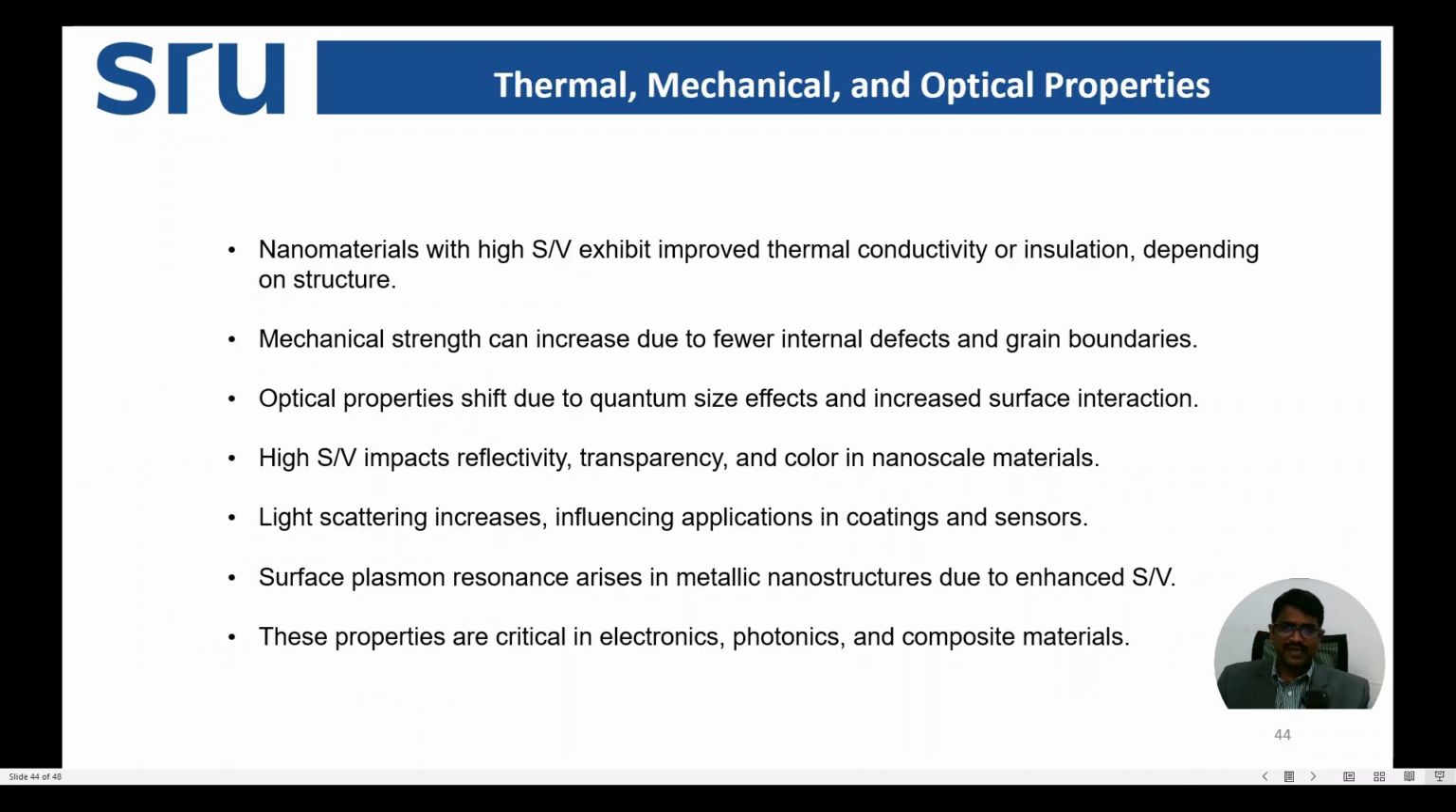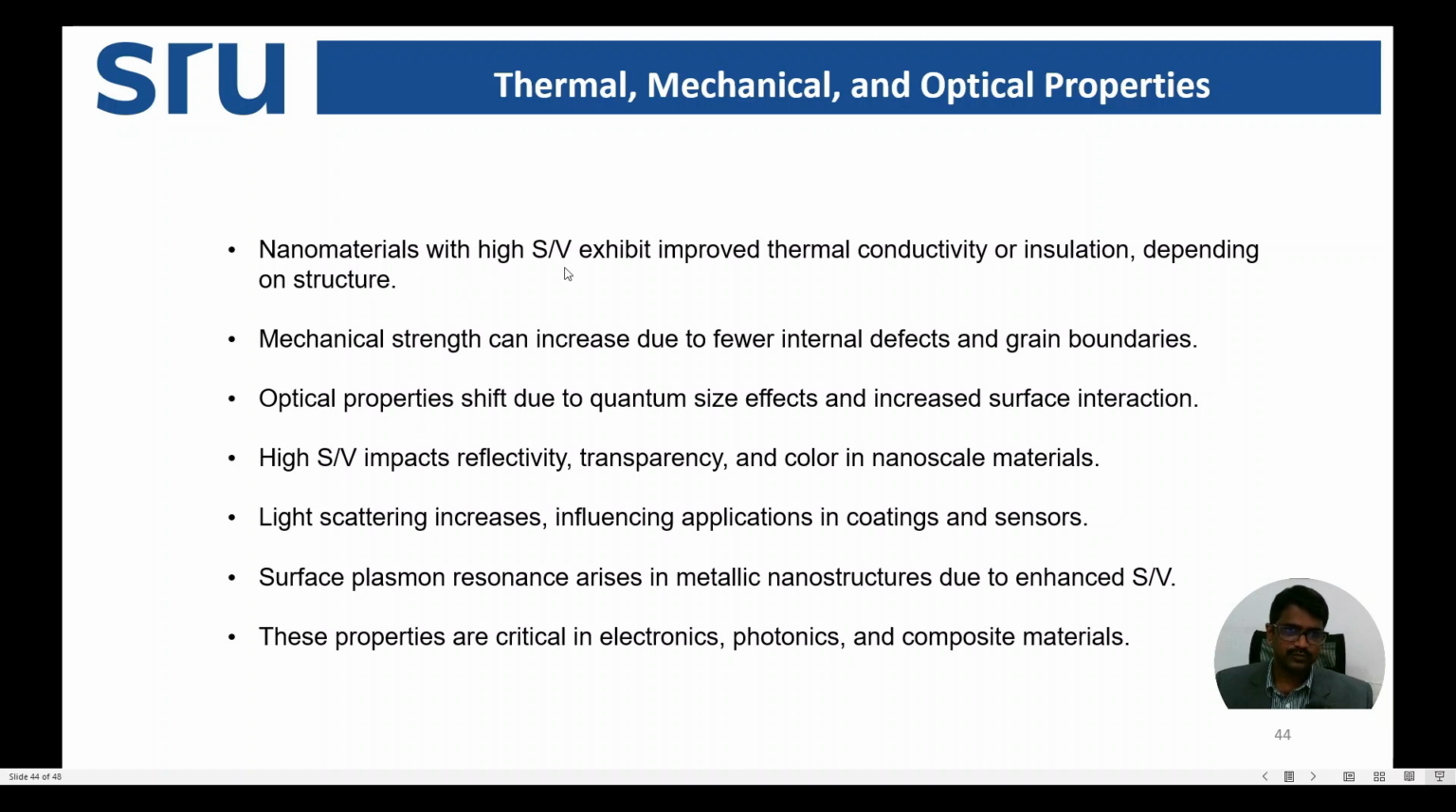Then thermal, mechanical, and optical properties. We have seen previously how surface to volume ratio impacts thermal properties, optical properties, and electrical properties. Likewise, here also we can discuss the impact of quantum confinement on thermal properties, mechanical properties, and optical properties. We will discuss some of the points.